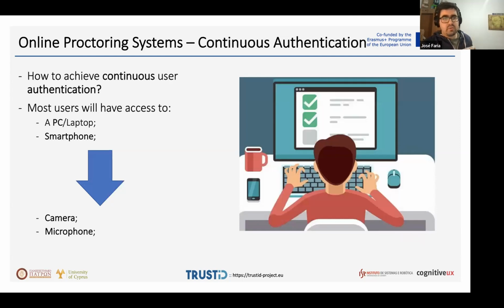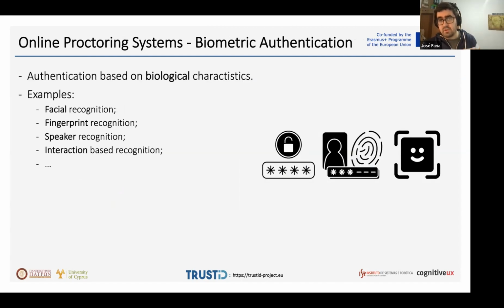However, how can we actually achieve continuous user authentication? We need to go back a little bit and think about what most students will have access to. Generally, we can assume that they'll have access to a PC or a laptop and a smartphone. These are two very common devices that people have. And so we can generally assume that you'll have access to a camera or a microphone. But how can we use this for authentication? Well, for this, we need to go into the realm of biometric authentication, which simply refers to authentication based on biological characteristics of the users.